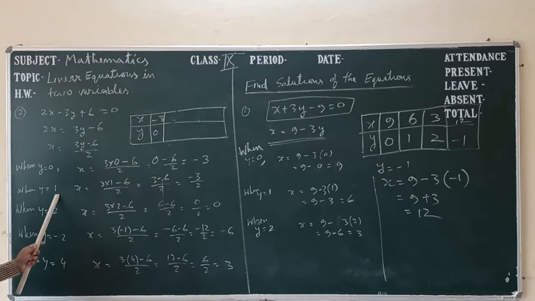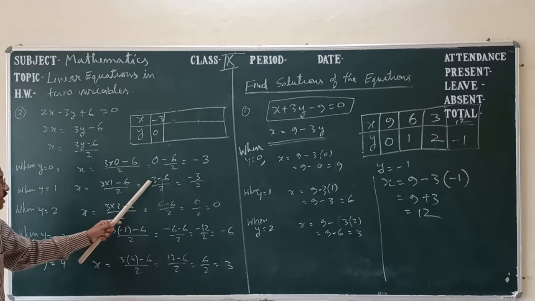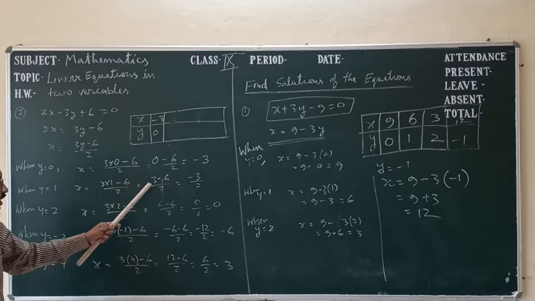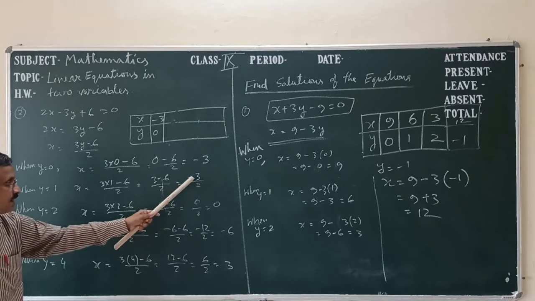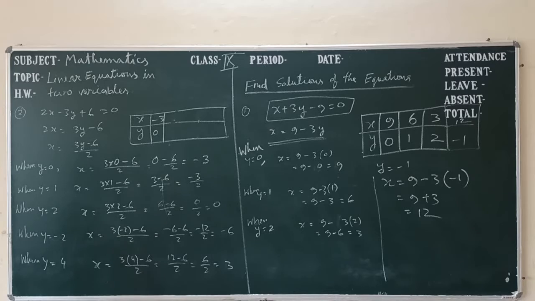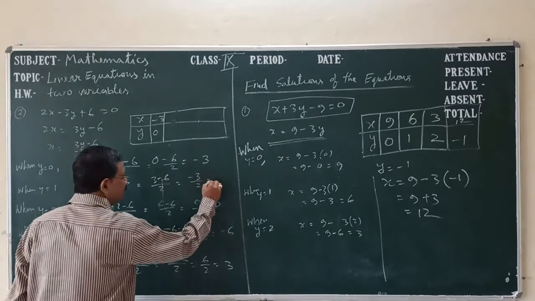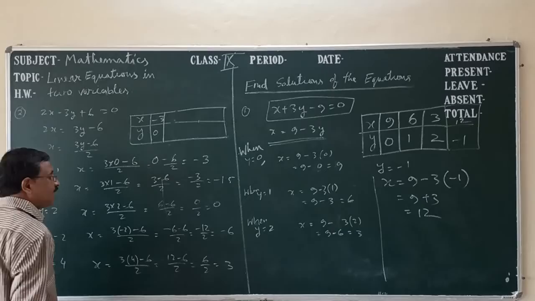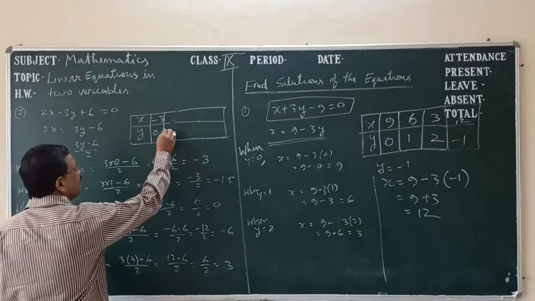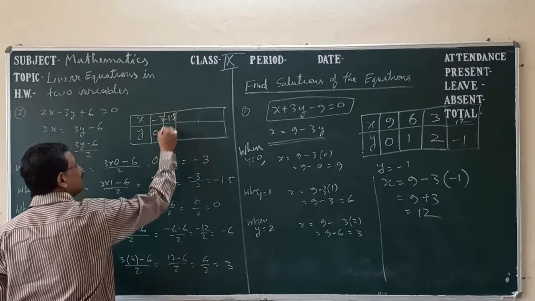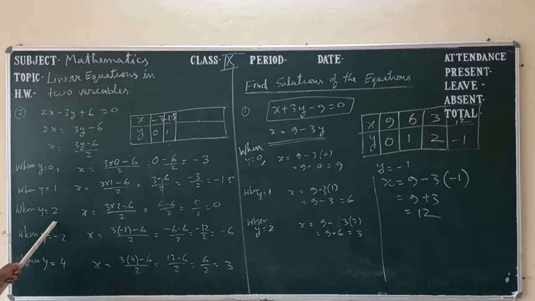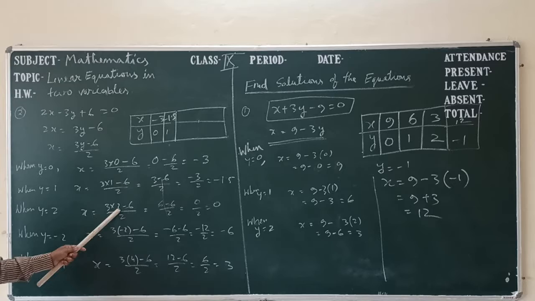Now when y is equal to 1, then 3 into 1 minus 6 upon 2. This is 3 minus 6 upon 2, which means minus 3 upon 2, that is minus 1.5. So we can write, if y is equal to 1, then x is equal to minus 1.5.